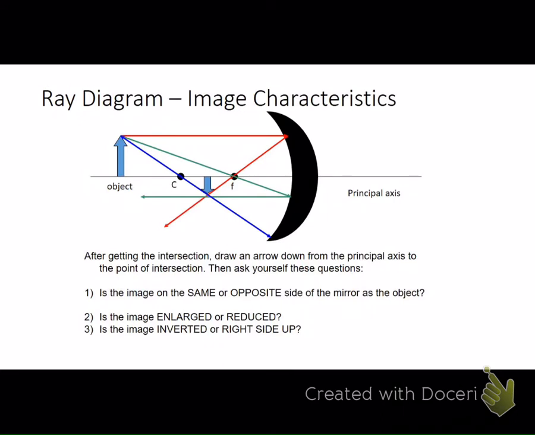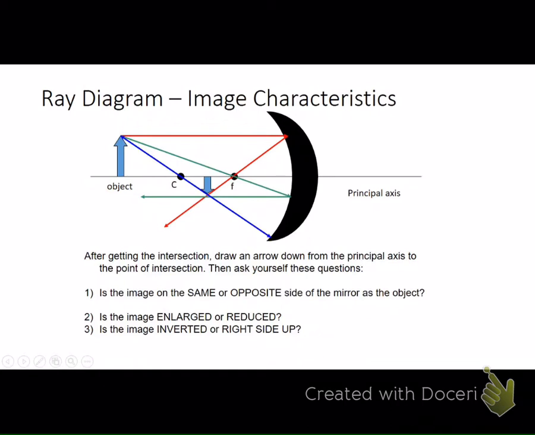And yeah, it's below the principal axis, and that's important information. We can draw a little arrow here to mimic the object that we've drawn, and we can see the arrow is pointing down. It's pointing down. That tells me, follow my cursor here, is it inverted or right side up? Question 3, the answer is inverted. It's the opposite direction. Question 2, is it enlarged or reduced? Well, you're really just comparing the relative sizes of these 2 arrows.